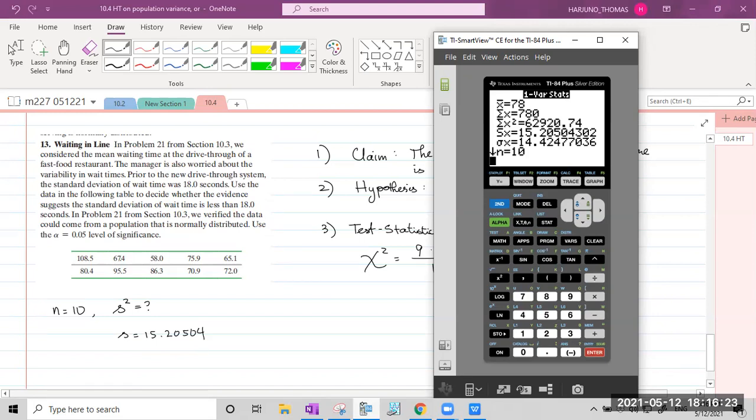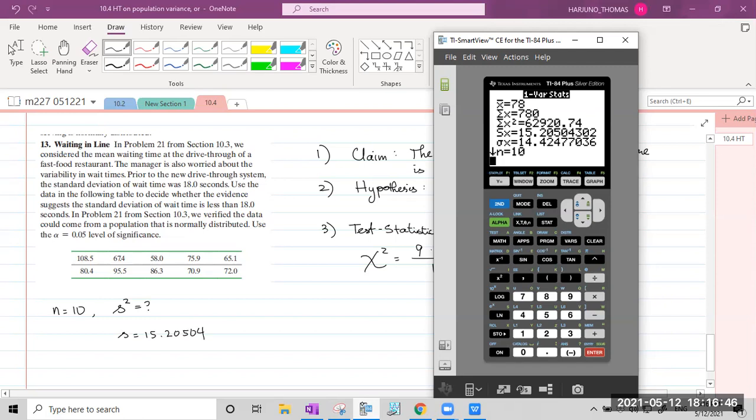Now, if you wonder, Thomas, how do you get that? Then you go back to my video, the recording from Monday, to see how I plug in the data and how to get these numbers. Okay, you should be able to do it manually also though.